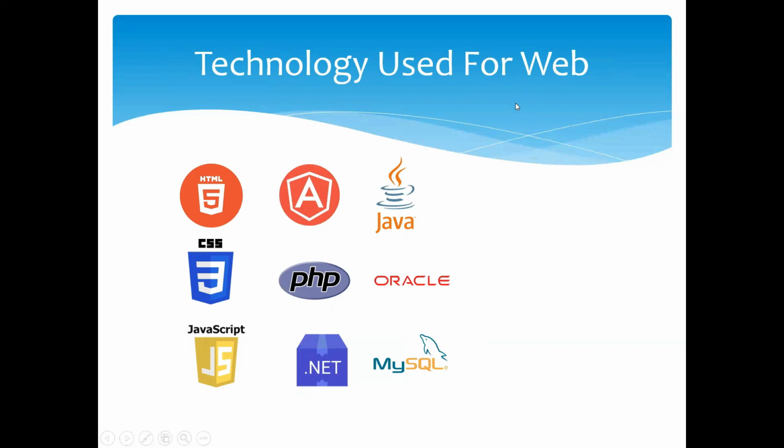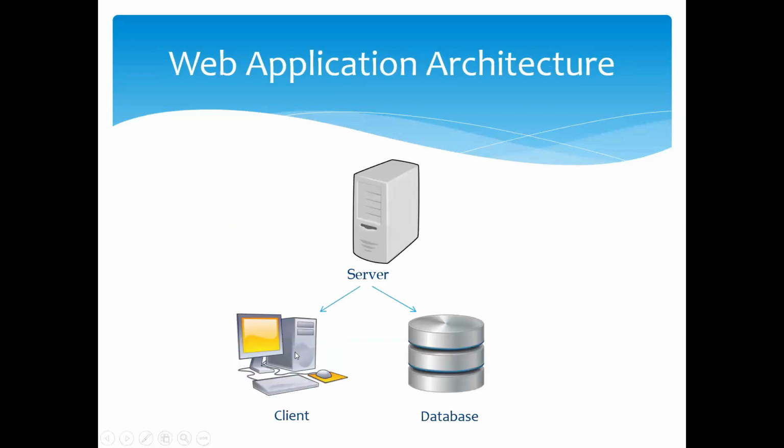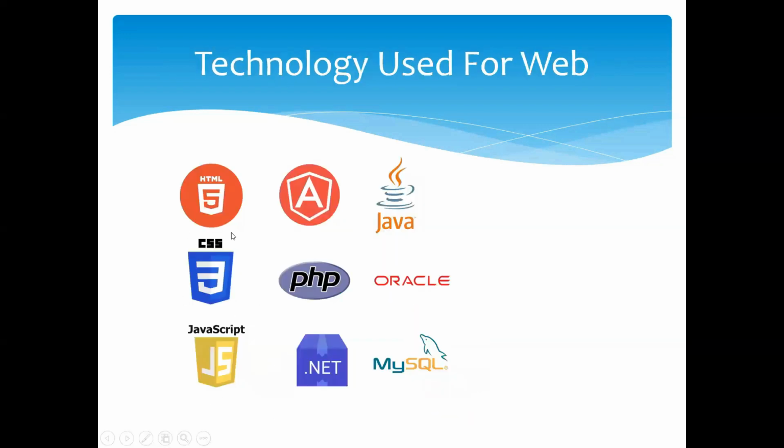So what technologies do we want for the web? We have this many technologies in the web: HTML, CSS, JavaScript, Angular, PHP, .NET, Java, Oracle, MySQL. HTML, CSS and JavaScript are the client side languages. We are focusing on these languages; you can say these are the front end languages. Only by learning HTML, CSS and JavaScript, we can create a web page, a website and a web application that will be completely dependent on the client side. These three are on the client side.